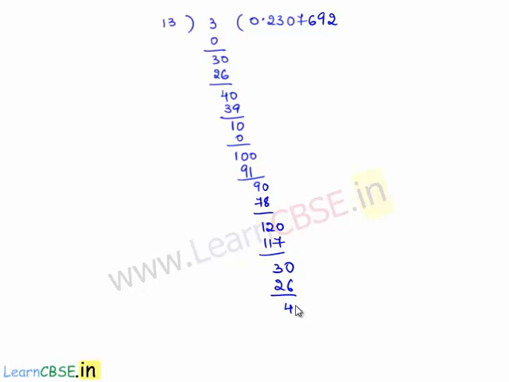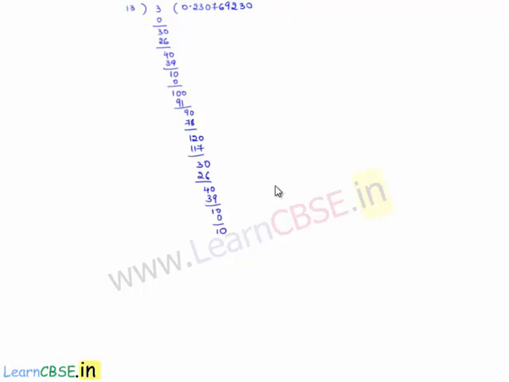Because of the decimal point, 4 becomes 40. 13 goes in 40 3 times. So we have 13 times 3 is 39, and we are left with remainder 1. Because of the decimal point, 1 becomes 10. 13 does not go in 10, therefore we take 0. 13 times 0 is 0. We are left with remainder 10. Since 13 does not go in 10, we take another 0. Because of the decimal point, 10 becomes 100. So 13 goes in 100 7 times. So we have 13 times 7 is 91. We are left with remainder 9.